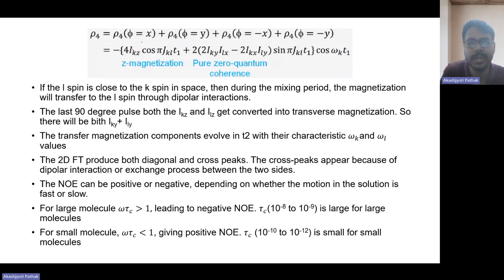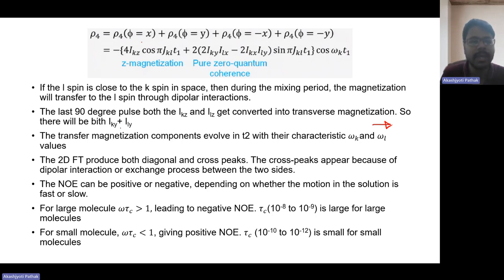So I was explaining that there was a question about what 2IkyILX are. These have both a combination of double quantum coherence and single quantum coherence, but combinations of these give us pure zero quantum coherence and double quantum coherence. So if the L spin is close to the K spin in space, then what will happen during the mixing period? The magnetization will transfer to the L spin through dipolar interactions. The last 90-degree pulse converts both the IKZ and ILZ into transverse magnetization. The last pulse will always be required to convert it into transverse magnetization because our receiver is placed in this direction.